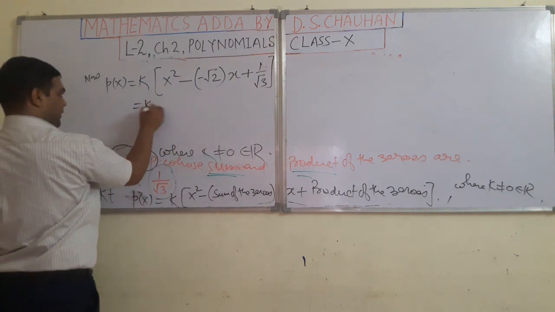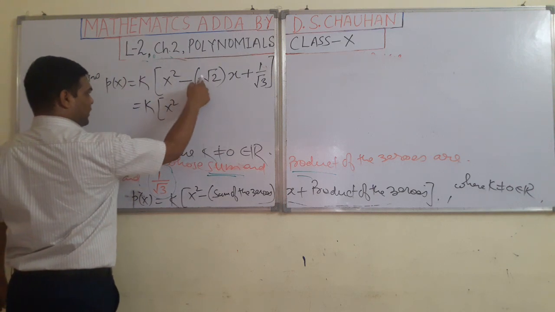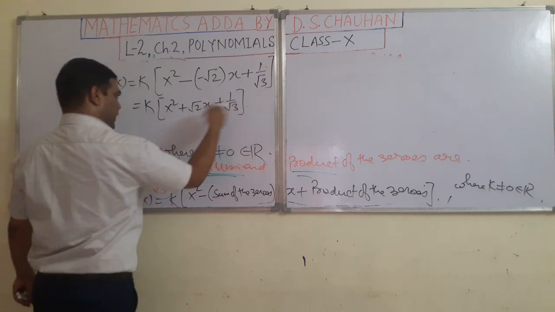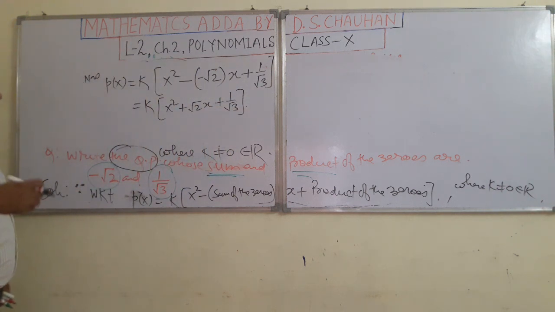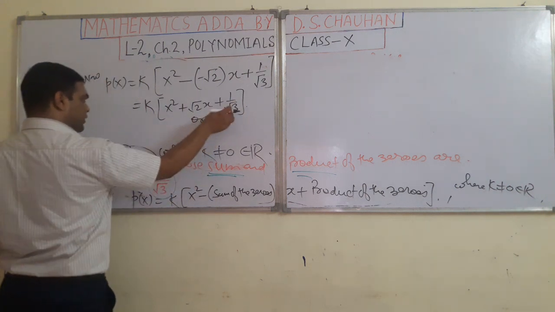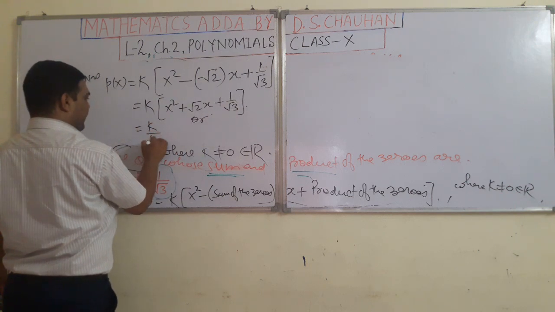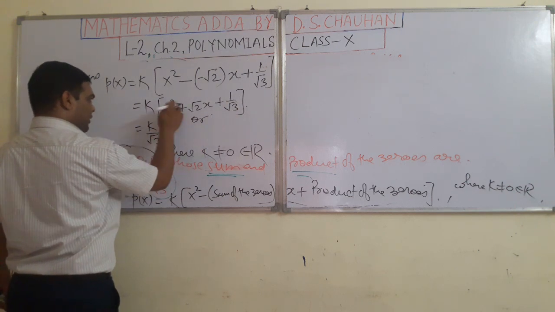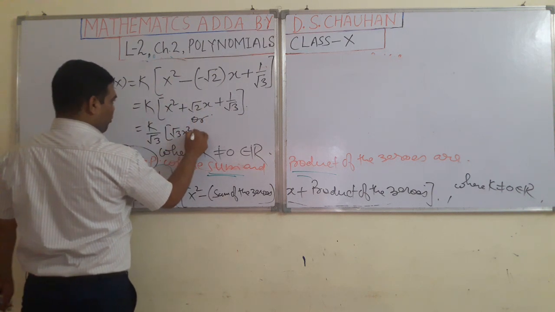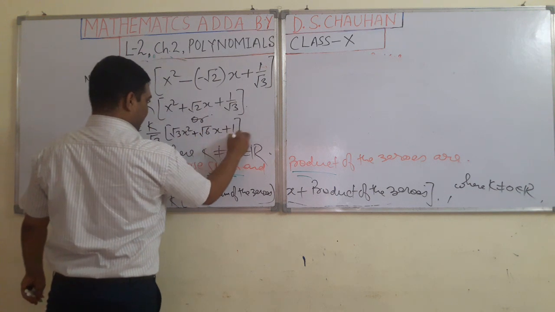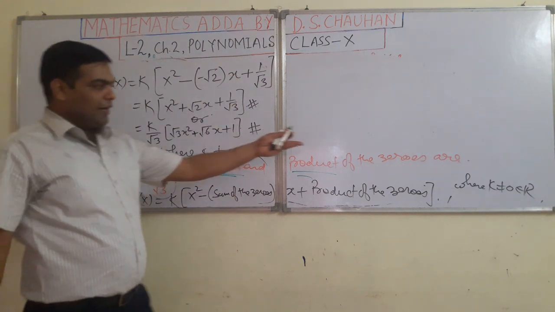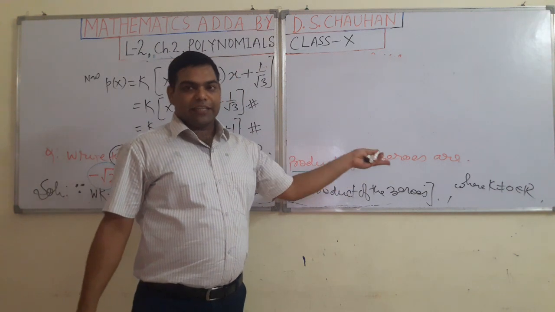Now simplify. k times x square minus minus plus, it will be under root 2 x plus 1 by under root 3. You can leave it at this place, or it is up to you. You can simplify also by taking under root 3 as the LCM. k upon under root 3, and inside the bracket will come root 3 x square, root 3 into root 2 is root 6, so root 6 x plus 1. Both are the answer. What is k? You know very well, k is any real number other than 0.